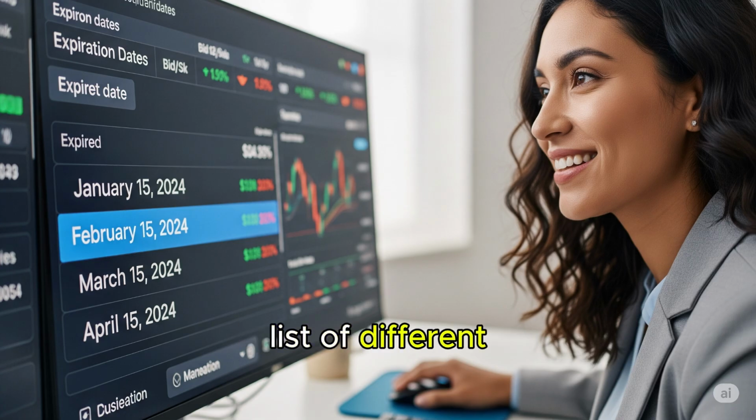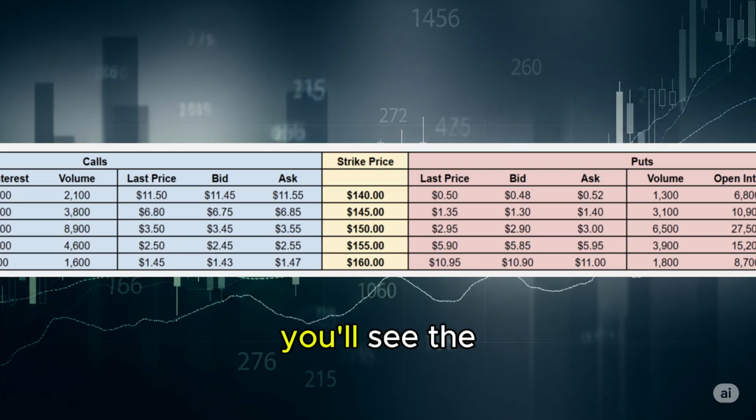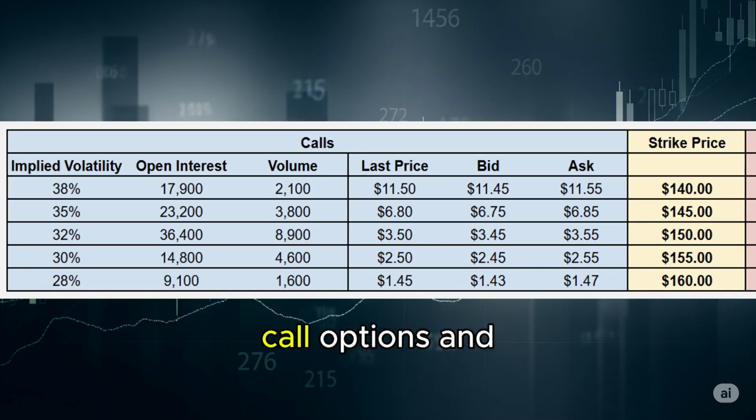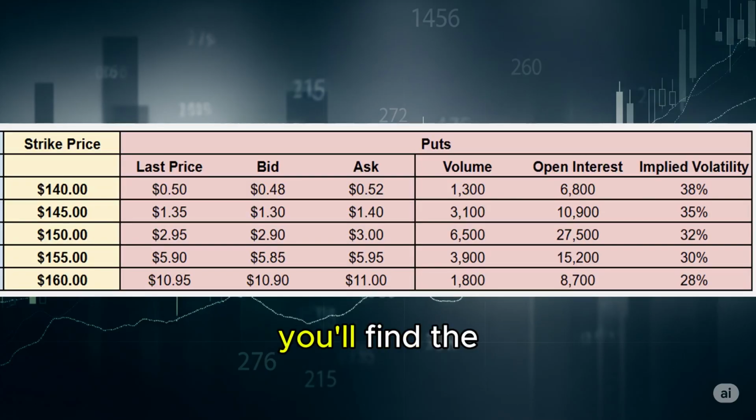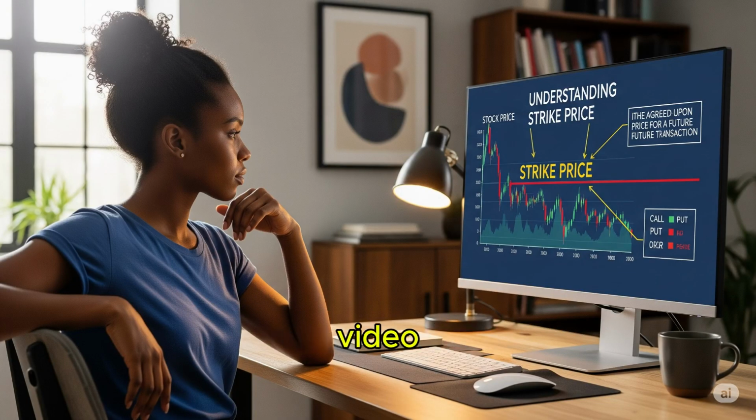You'll see a list of different dates, and clicking on one will show you all available contracts that expire on that specific day. Once you select an expiration date, you'll see the two sides of the options chain. On the left side, you'll find the call options, and on the right side, you'll find the put options. Each side is a list of all the available strike prices for that expiration date. As we explained in a previous video, the strike price is the predetermined price at which the option holder has the right to buy or sell the underlying asset.